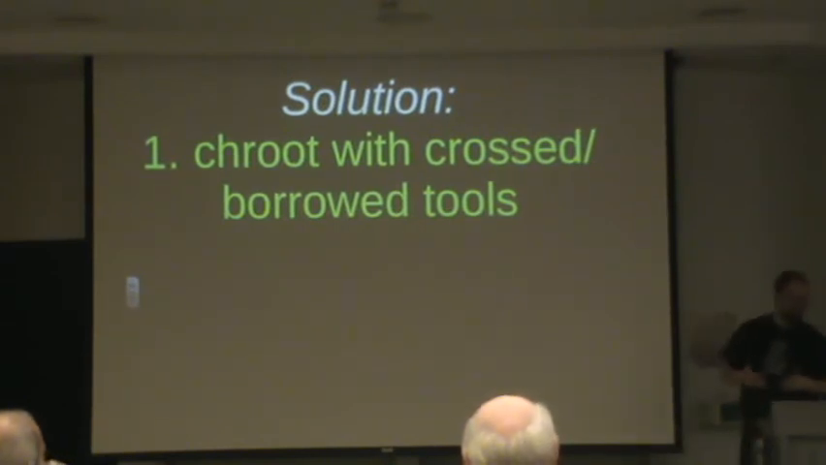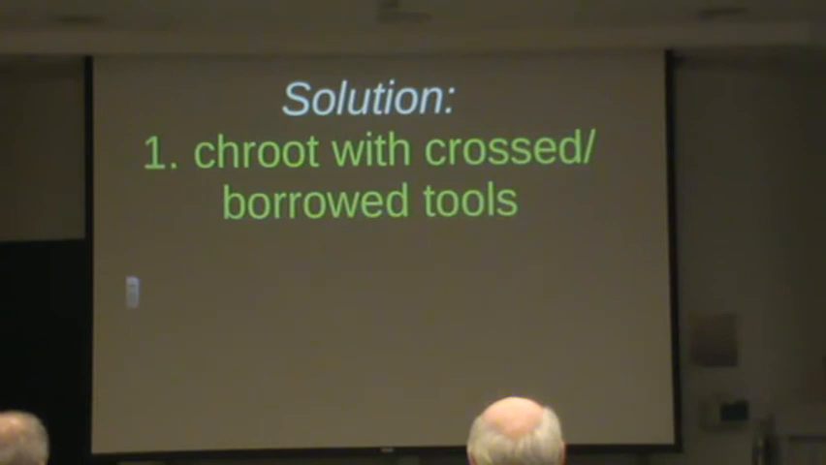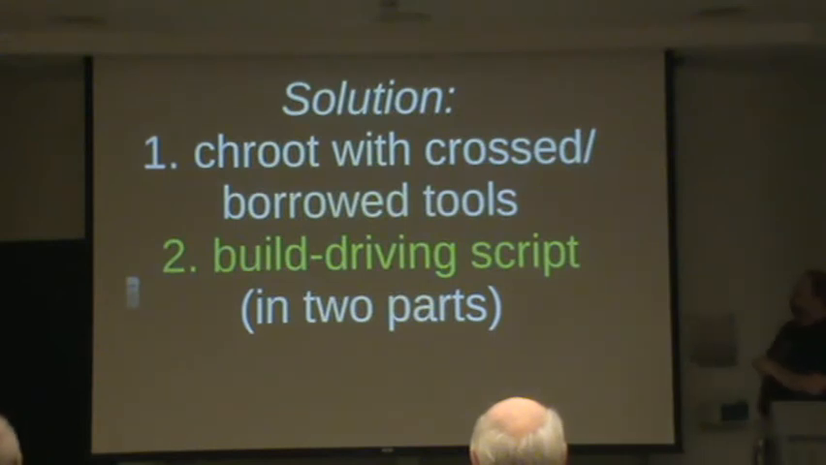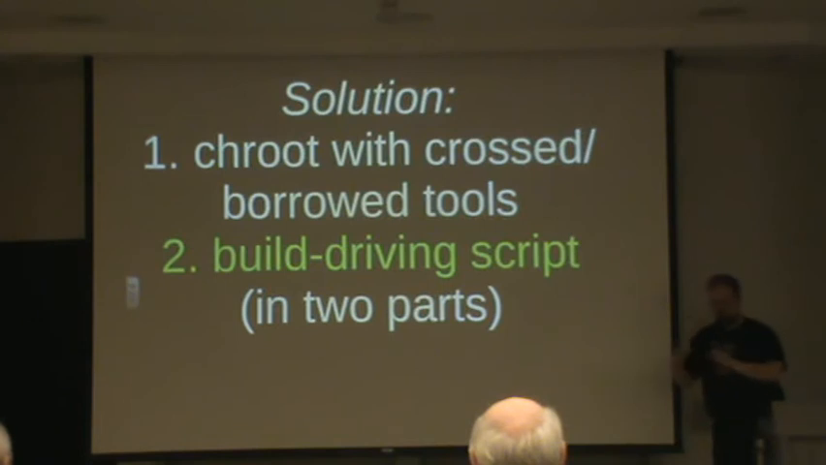He's put together a primitive tool chain with some cross tools, I think a few borrowed tools, and I think Dennis Gilmore was working with him on a bit of that. And then written a beautiful build driving script in two parts. We've got a stage 1 part that puts together the change root, the stage 2 part that runs within the change root that drives the build of individual pieces.